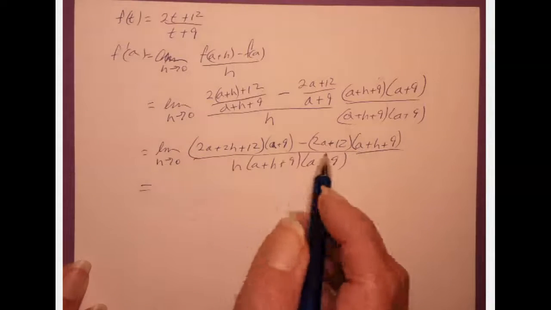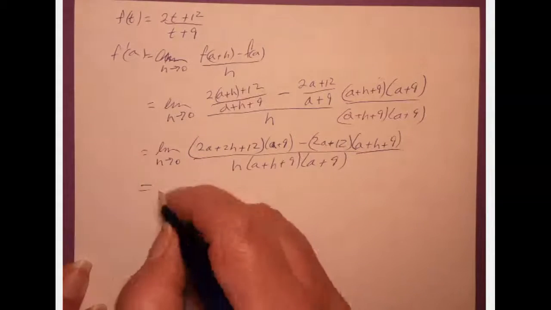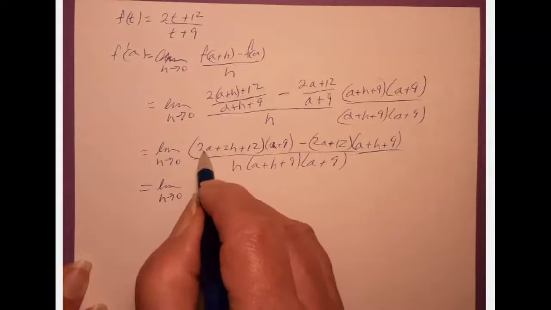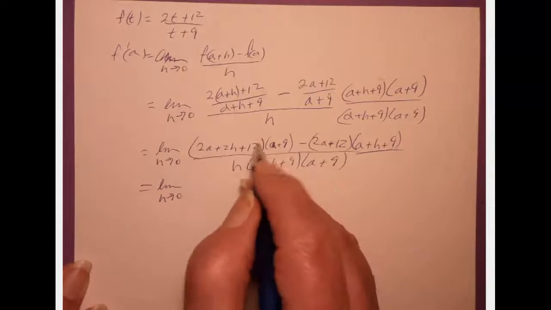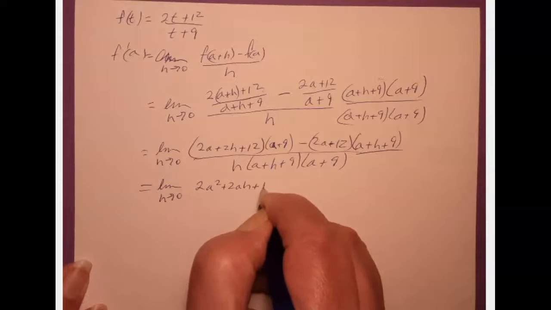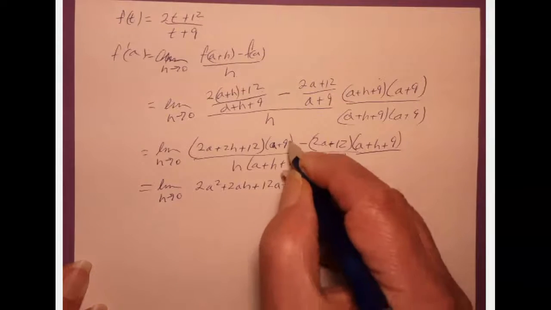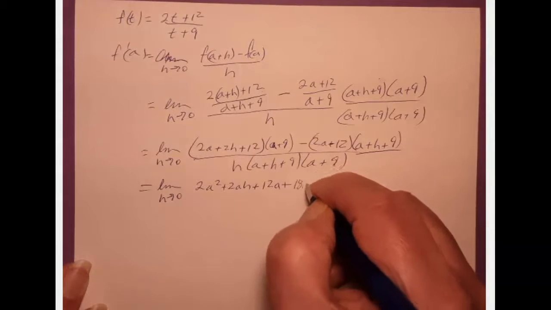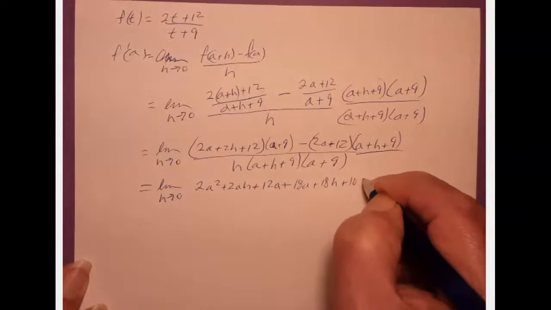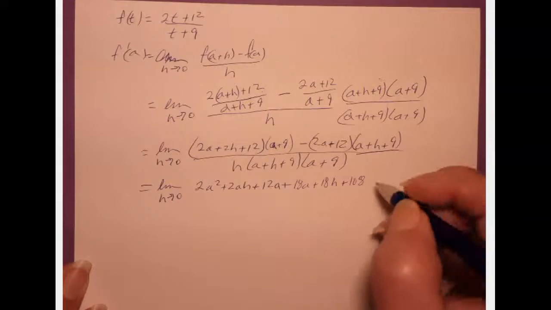Now it's an exercise in can you distribute these things correctly? And we'll see if I can. Sometimes I'm not really good at this. But I'm going to take the first one and distribute it through. 2a squared plus 2ah plus 12a plus the second one, 18a plus 18h plus 12 times 9 is 108. Not too surprising, I got 108 there.